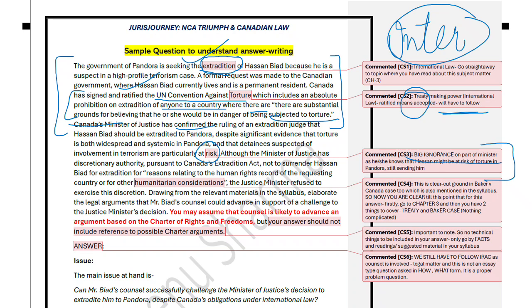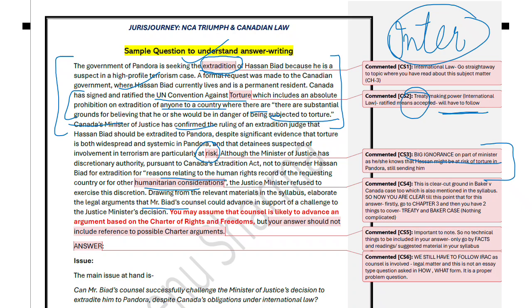So let's continue. Although the Minister of Justice has discretionary authority pursuant to Canada's Extradition Act not to surrender Hassan Biad for extradition for reasons relating to the human rights record of the requesting country or for other humanitarian consideration, the Justice Minister refused to exercise this discretion. Drawing from the relevant material in the syllabus, elaborate legal arguments that Mr.